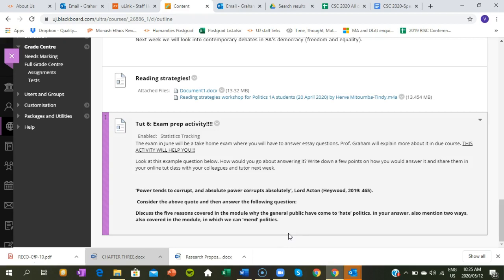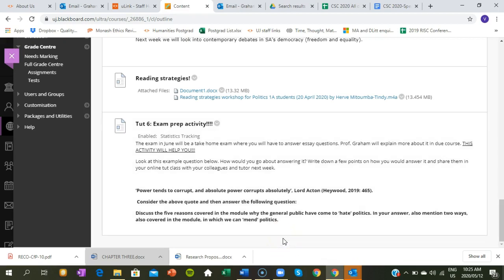So what you need to do to prepare for next week's activity is to jot down a few points as to how you will go about answering this question. This is important because you'll get a question very like this in the exam. So you need to be able to know how to answer a question in an essay type format. The tutors will help you next week, but you have to prepare and bring your activity to the online tutorial next week.